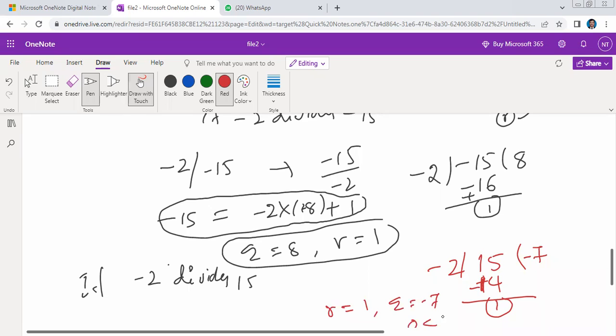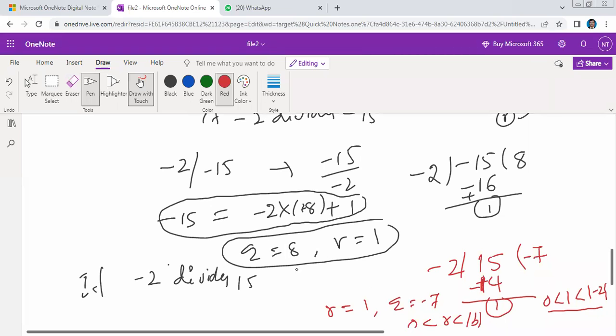0 less than R less than mod B. Check that this property is satisfied. The remainder 1 is less than mod of minus 2, which is the correct one. 0 less than 1 less than mod of minus 2. In case you take minus 2, it's wrong.